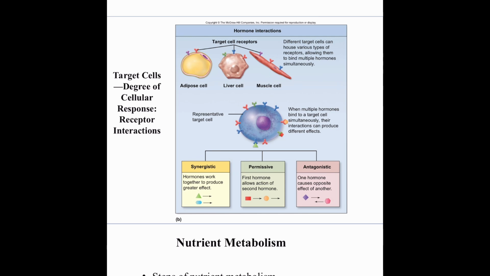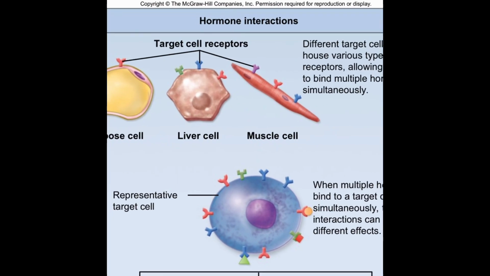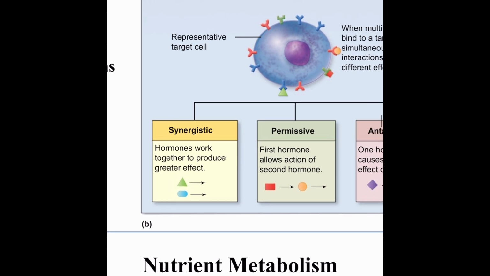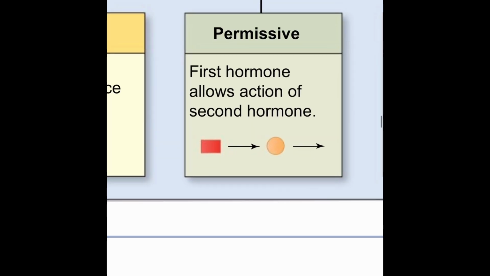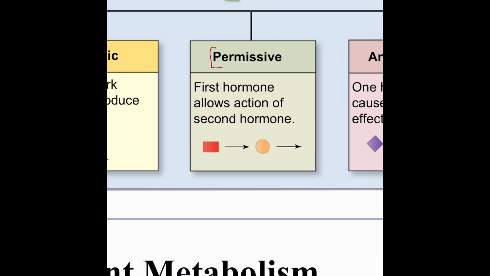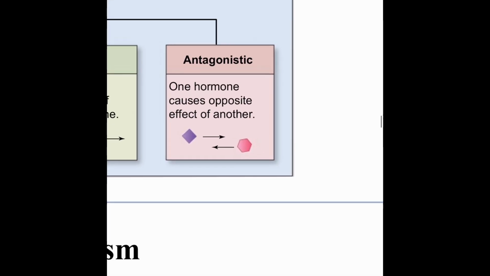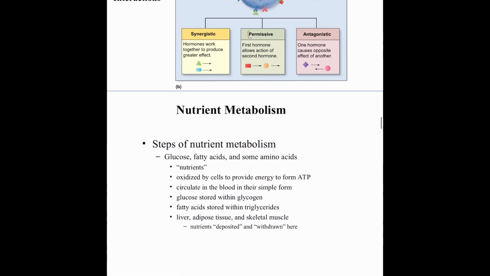So here we are. Different target cells can house various types of receptors, allowing them to bind multiple hormones simultaneously. So every cell won't just bind to one hormone, while some can. So these hormones work together, right? Some are permissive. So first hormones allow the action of the second hormone. This kind of reminds me of the hormonal stimulation where you need one hormone to then do the other hormone. Not the same, but it might help you remember permissive in a way. And then antagonistic is where they cause opposite effects, right? So like insulin and glucagon, they will cause opposite effects. One wants to release glucose, the other one wants to inhibit glucose and store it. So that would be an antagonistic effect.